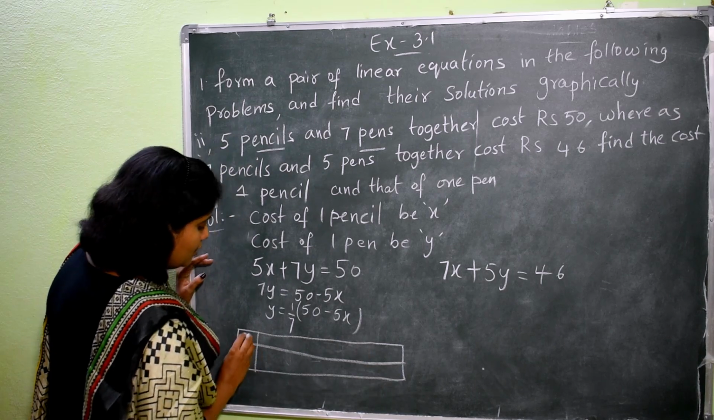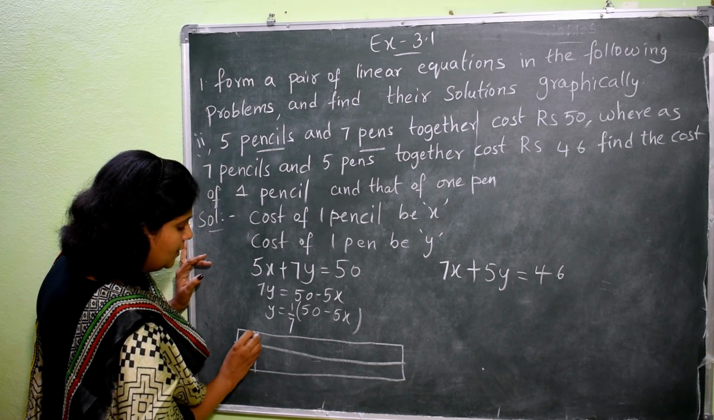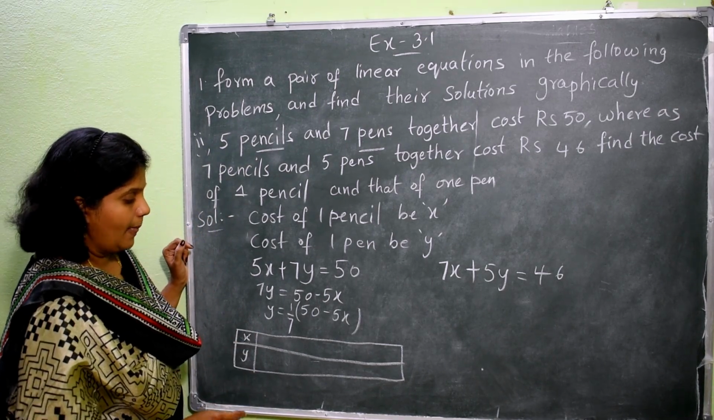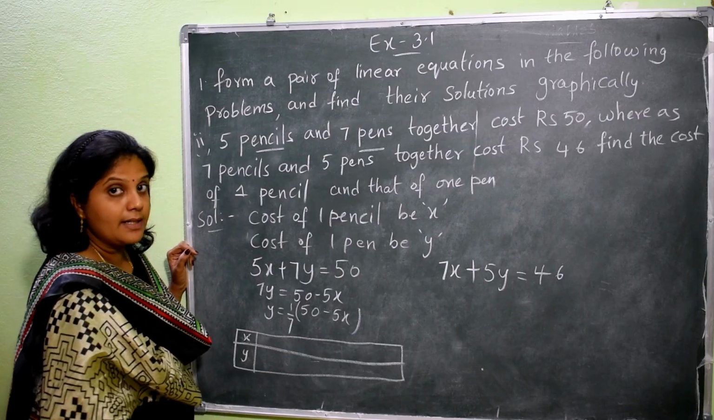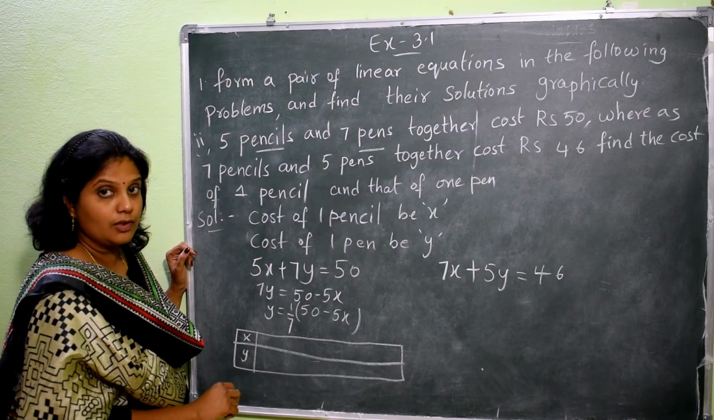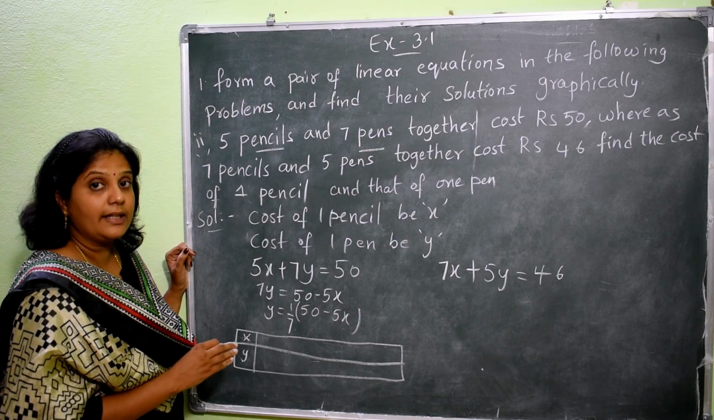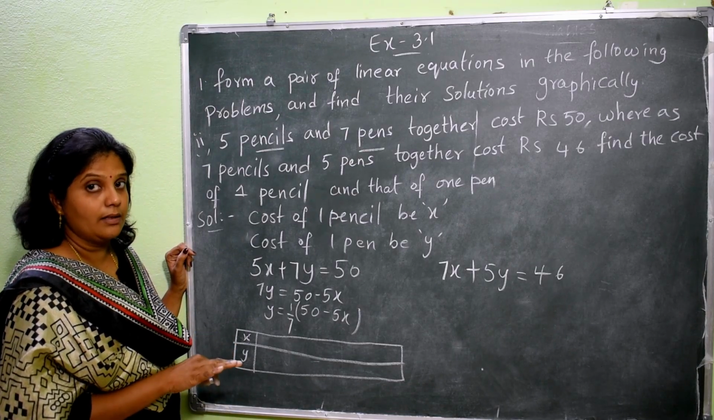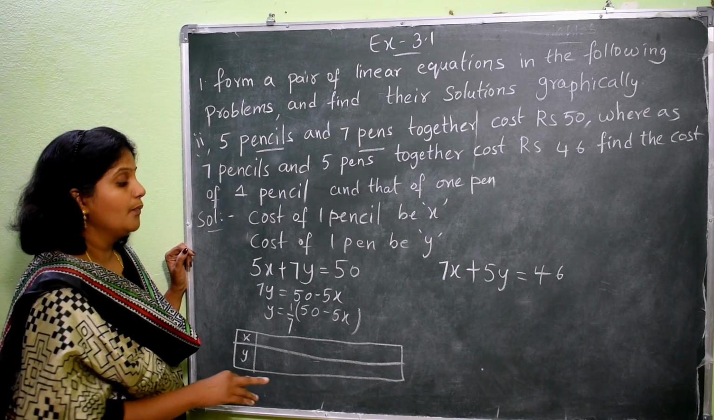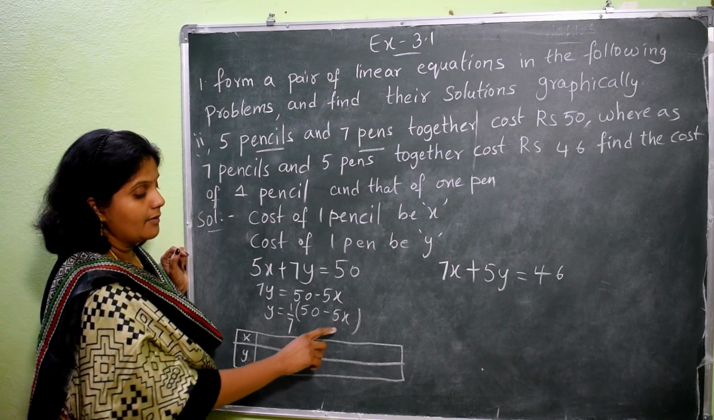So x, y. If I keep the x value as 0, what happens? 50 by 7. Is it possible to get the value? For 50 by 7, we definitely will not get an integer, not a whole number. So don't take the x value as 0. Take the x value as 1.